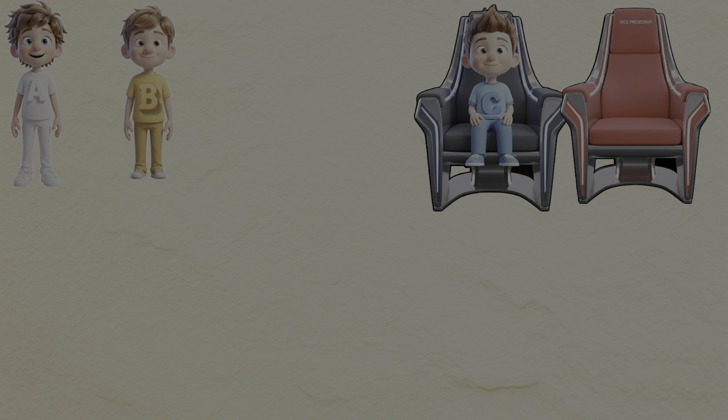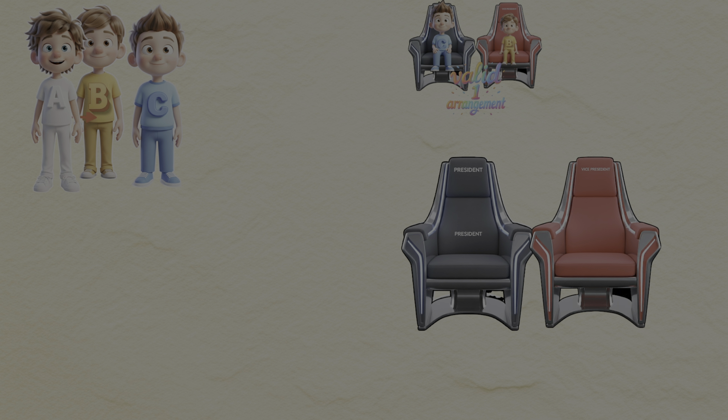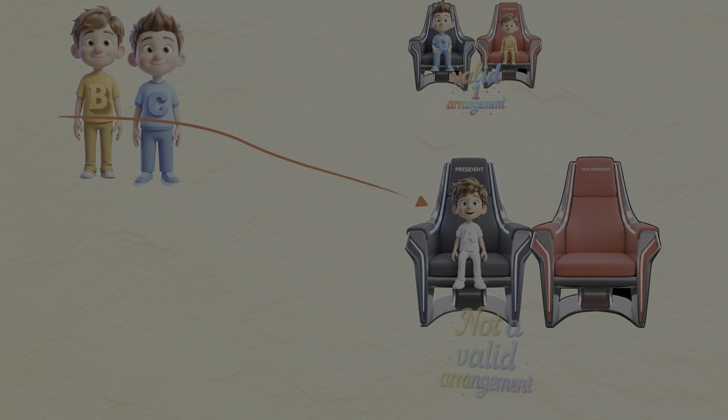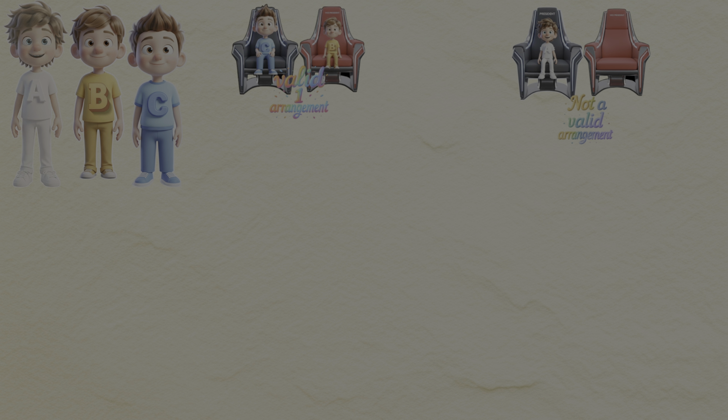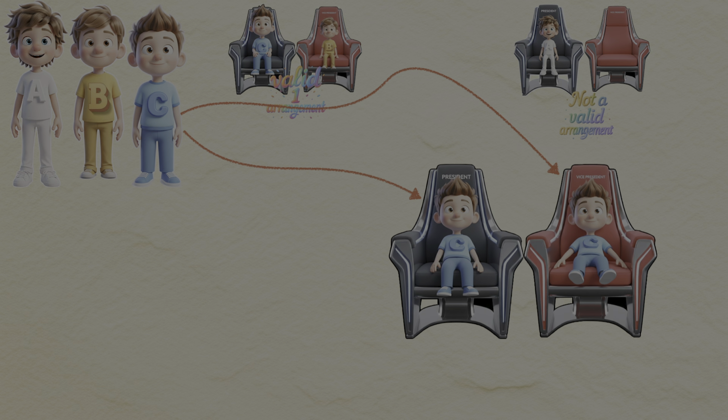Both seats must be filled to count as one arrangement. If only one seat is filled, then it can't be a valid arrangement. Similarly, for an arrangement to be valid, no single boy may occupy both seats simultaneously.